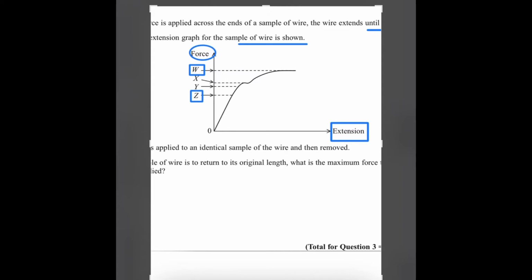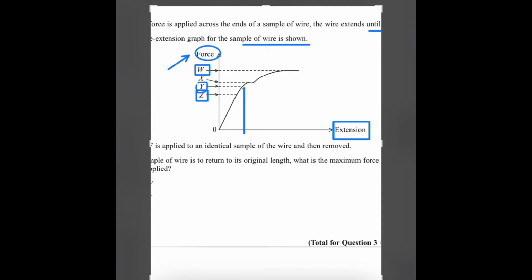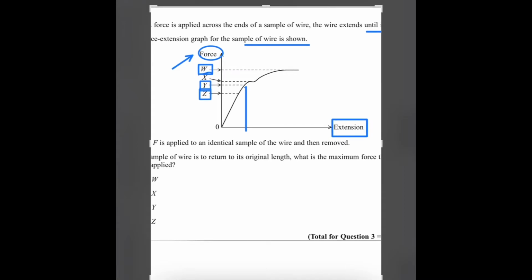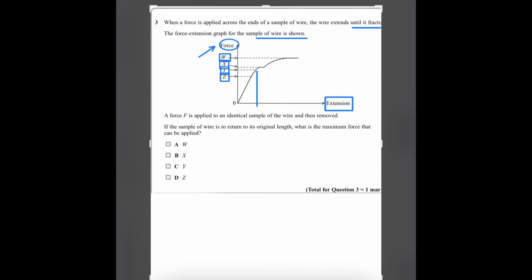And point Y is the elastic limit. The elastic limit is basically when the wire is extended to an extension such that when the force applied is released, it will not return to its original length. So Y is the elastic limit and X is the yield point. So when there is a force up to the point X, the wire will lose most of its properties. So X is basically the yield point. So a force is applied to an identical sample of the wire and then removed.